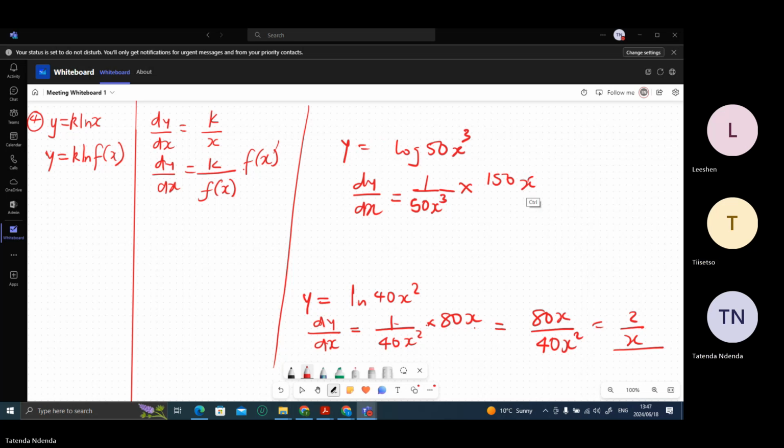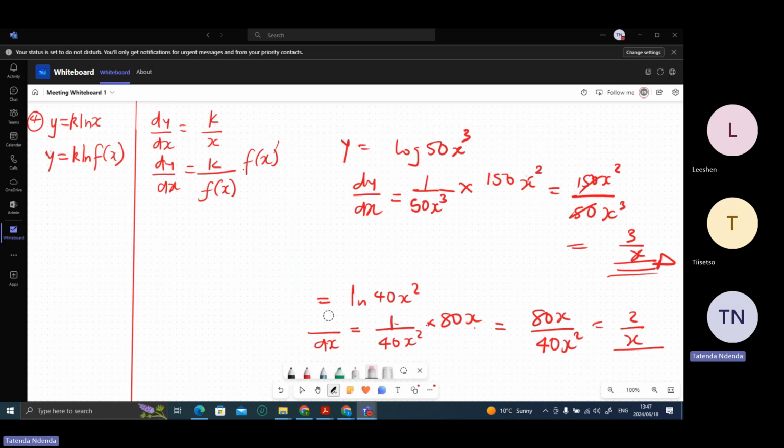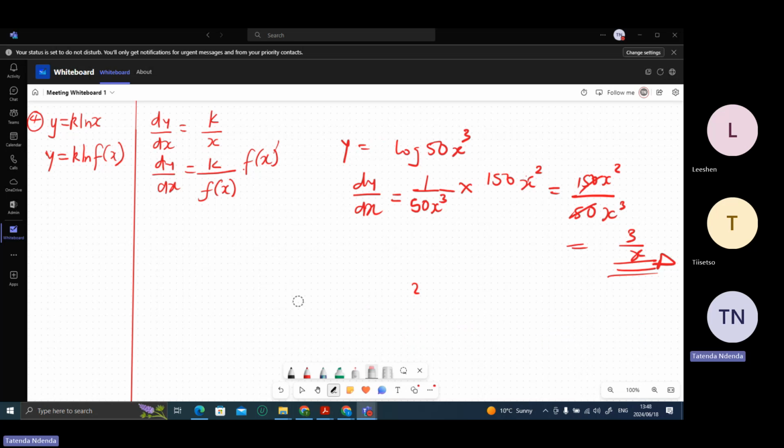Which is equal to 150x squared over 50x cubed. So this one becomes 3 over x. I think everyone is fine here. So now let's move on.